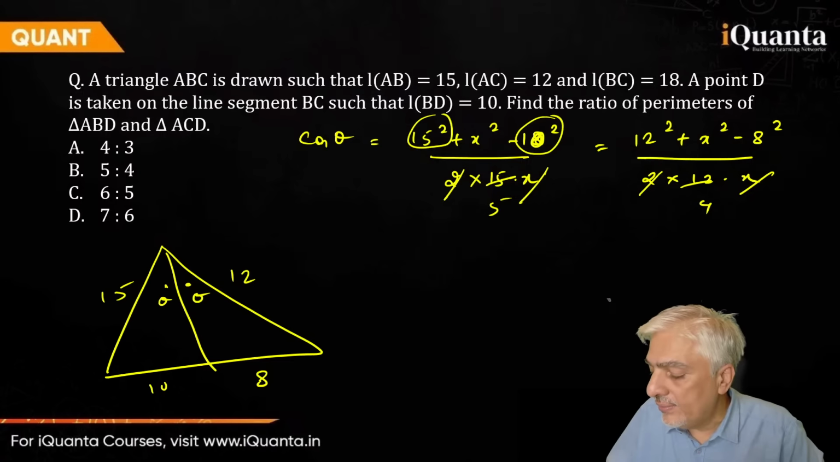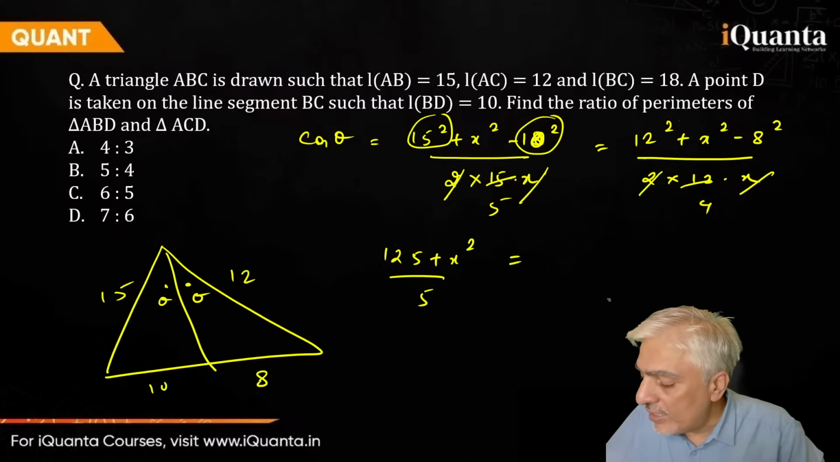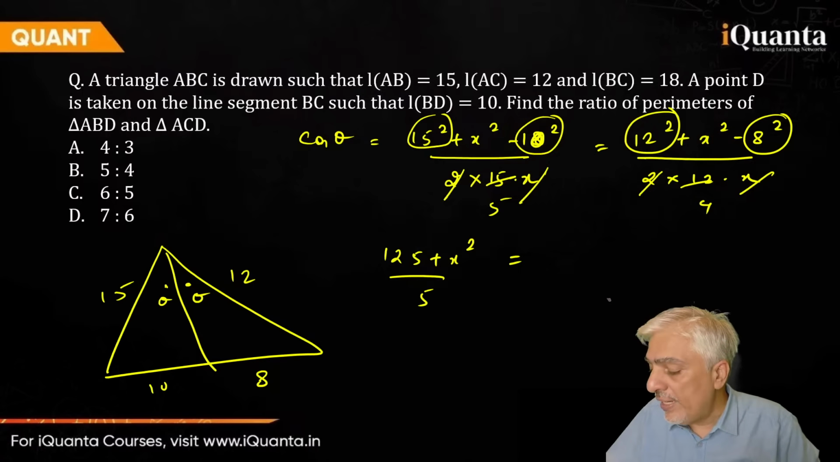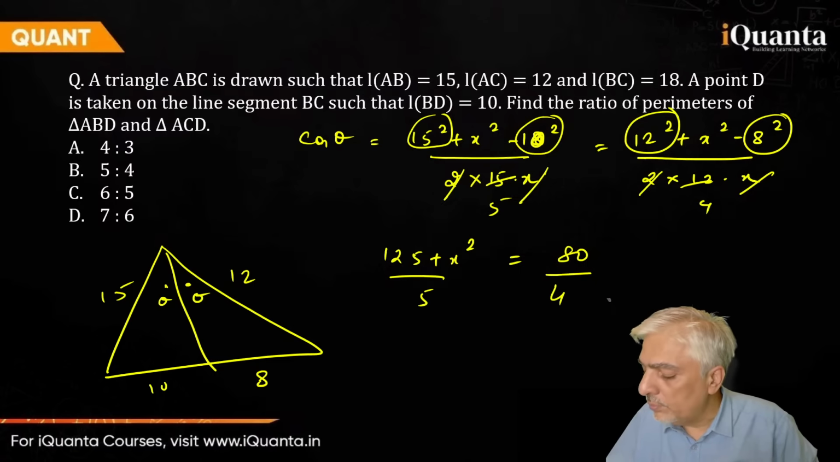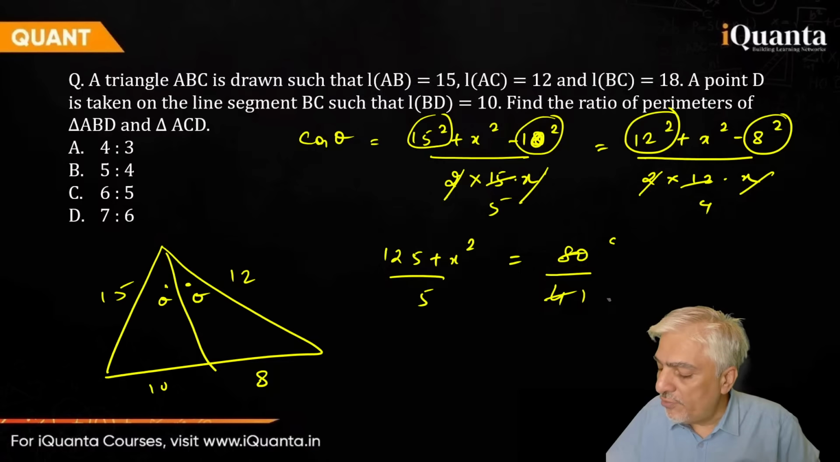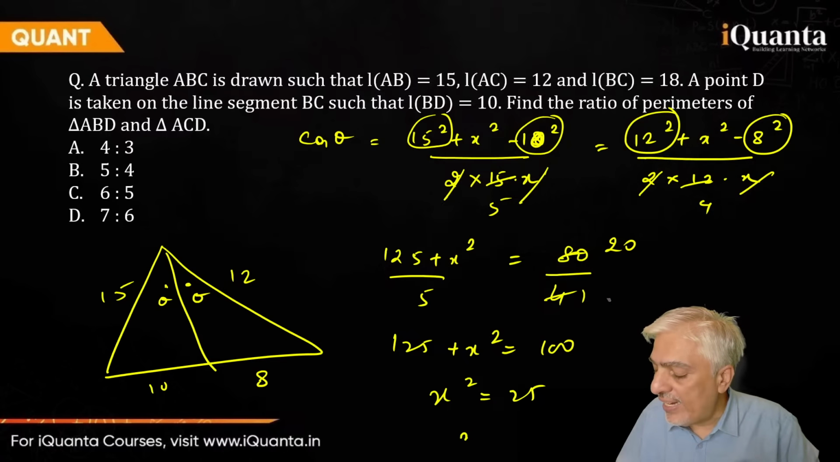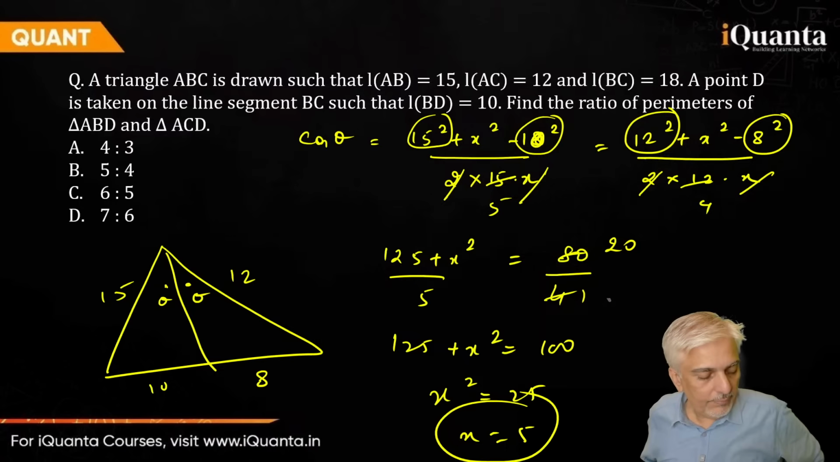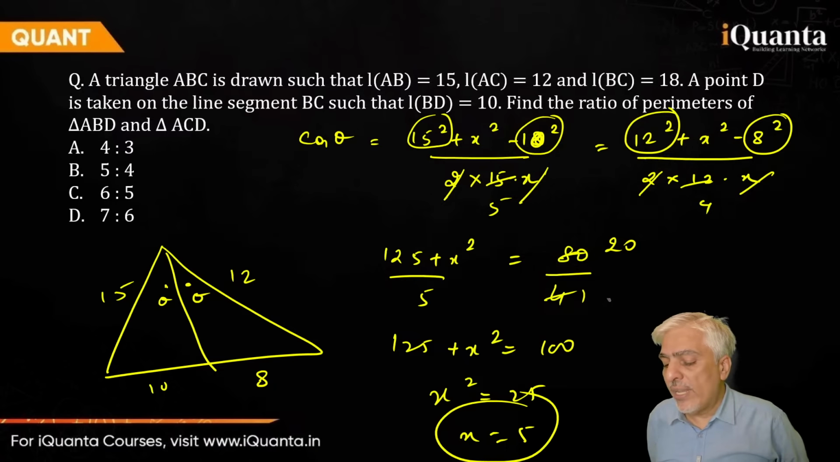225 minus 100. 125 plus x square upon 5 is 144 minus 64. 144 minus 64 will be 80 upon 4. 4 ones are, 4 20s are, 125 plus x square is 100. X square is 25 and x comes out to be 5. Everybody got this? X is 5. हो गया finally आपका question.